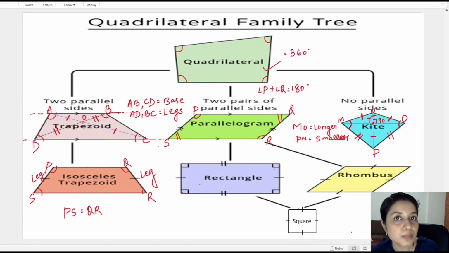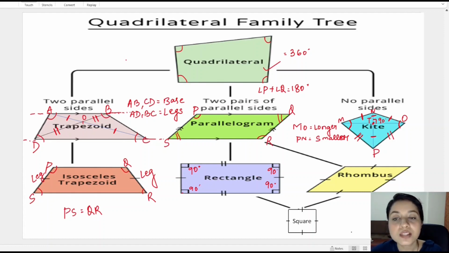Let's move to the next member of this family, that is the rectangle. Now this rectangle is a sub part of the parallelogram. So it will contain all the properties of a parallelogram as well as a quadrilateral. In a rectangle, each and every interior angle is of 90 degrees. And the rest of the properties will be the properties of the parallelogram. Now let's move to the next member of this family. Rhombus is the next member, and rhombus is also a sub part of the parallelogram. So it will contain each and every property of the parallelogram.